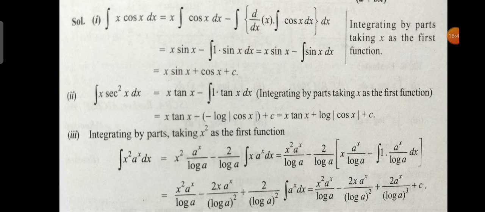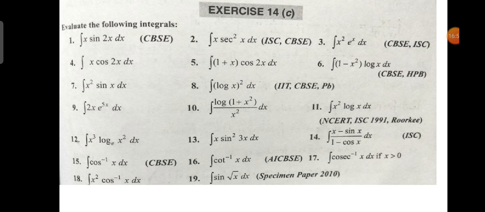Okay, and these are the examples: first x cos x, x sec square x by parts. I think it is understood by you. And these are the exercises also. So this is all for integration. In indefinite integrals, what is an indefinite integral? It is f of x plus c. That function is an indefinite integral.